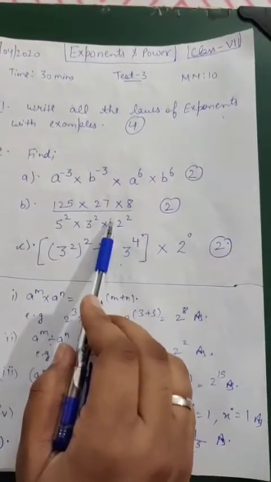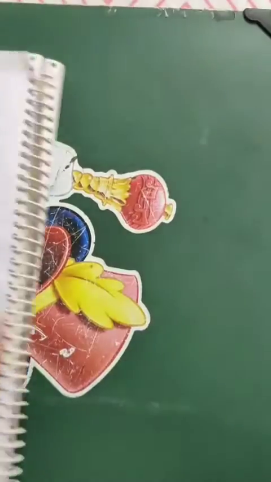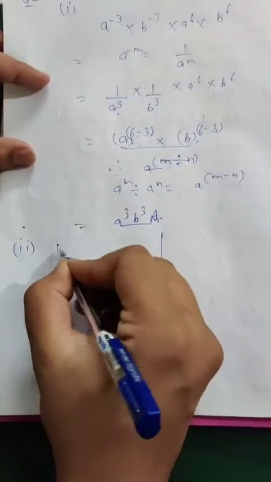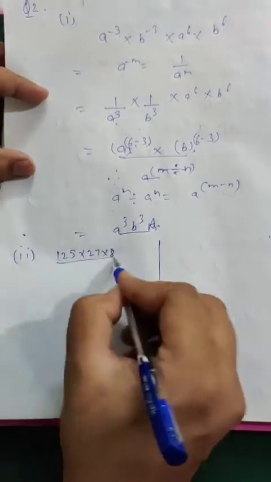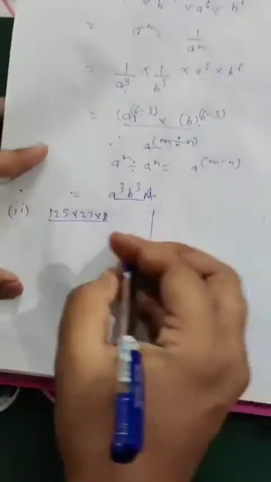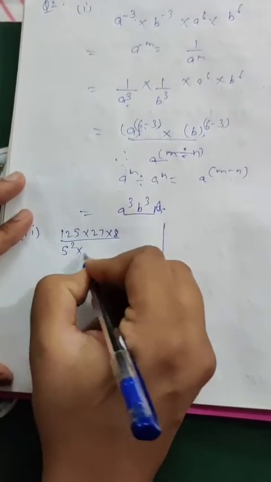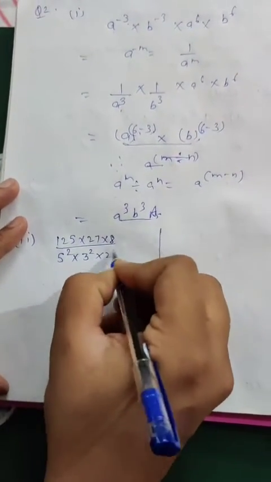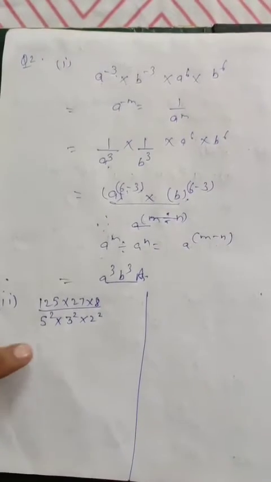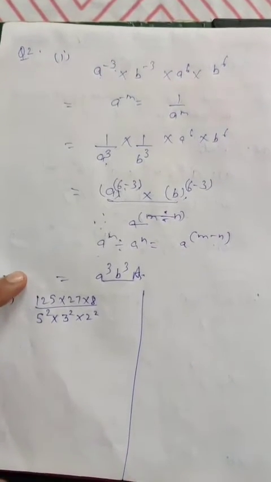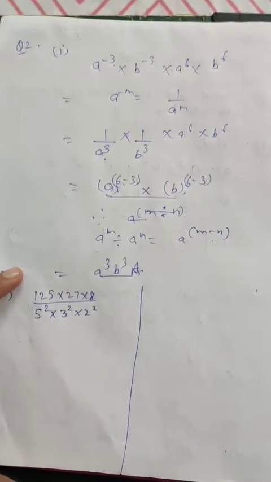125 multiply 27 multiply 8, divided by 5 square multiply 3 square multiply 2 square. As you can see, here it is given in the form of exponents and here it is not given in the form of exponents. So try to convert it into the form of exponents.